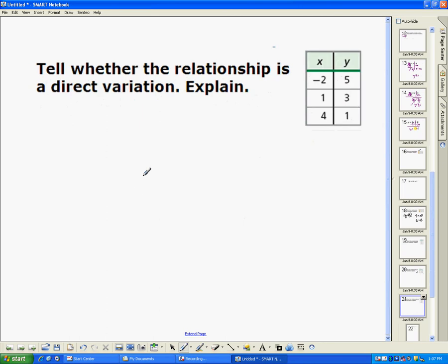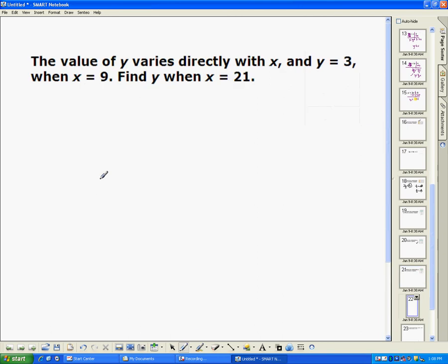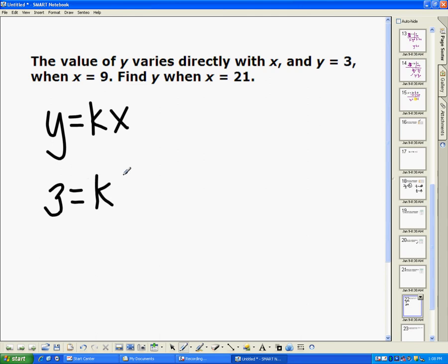Now, sometimes you're going to be asked to find the constant of variation to help you solve for another variable. So what I mean by that is, this says the value of y varies directly with x. So what that means is it's telling you that this is a direct variation. Y is equal to kx. Okay? Now, what it does say, too, is it's saying, well, if y is 3 when x is 9, use that to help you figure out y, what it's equal to if x is equal to 21.